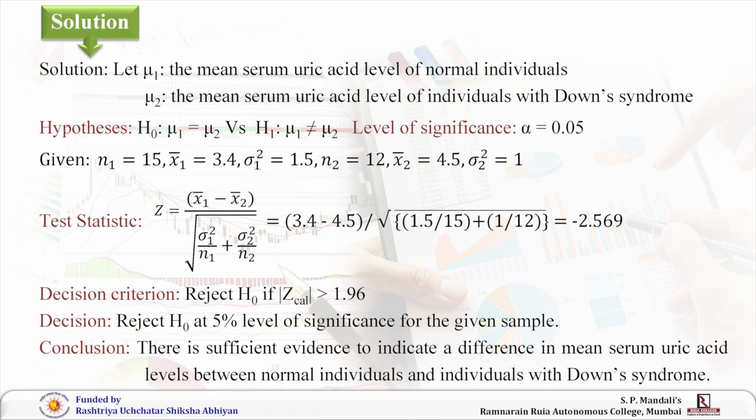If we substitute the values in the test statistic, the value of z is minus 2.569. The decision criterion will be reject H0 if the absolute value is greater than 1.96. Since 2.56 is greater than 1.96, we reject H0 at 5% level of significance for the given sample. Hence, the conclusion will be there is evidence to indicate a difference between mean serum uric acid levels of normal individuals and individuals with Down syndrome.